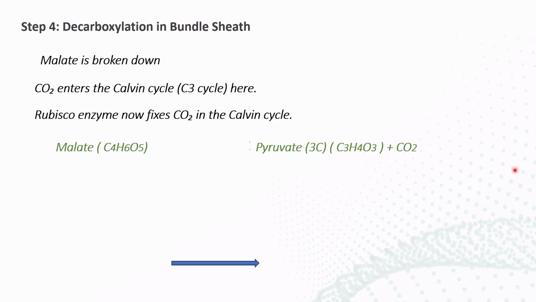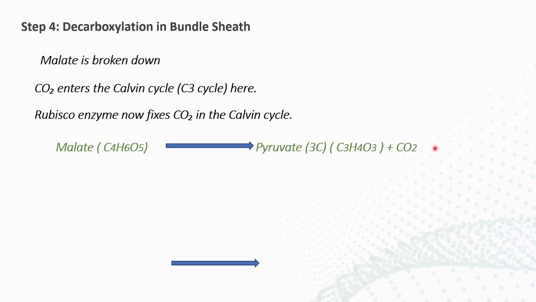Okay, what will happen here in equation form? If you see, the malate molecule is converted into pyruvate, which is a 3-carbon compound. Here you can see the removal of carbon dioxide. How? C4H6O5 becomes C3H4O3, meaning one carbon and oxygen atoms are released along with the hydrogen ions.